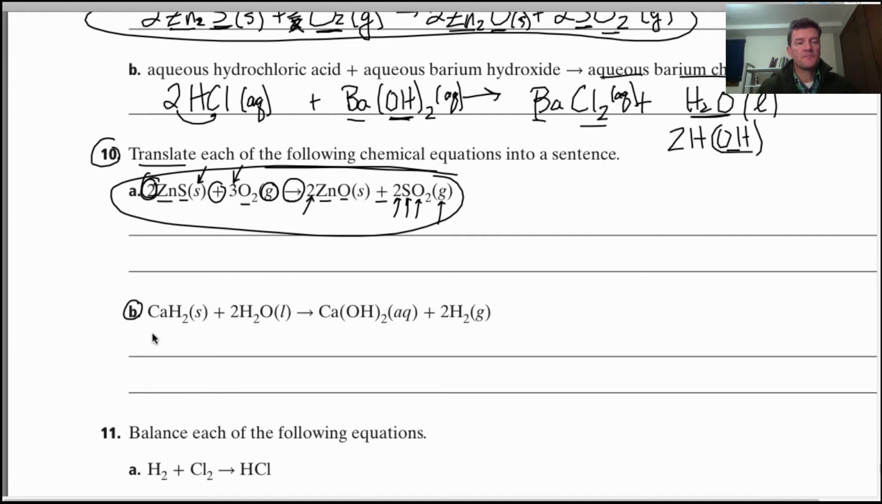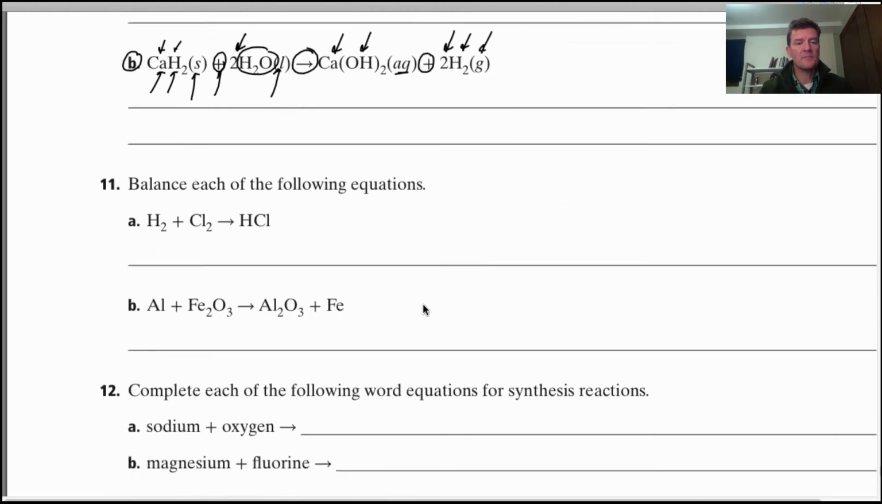Let's read this one. Solid calcium hydride. This is a metal and a nonmetal. That's an ionic compound, calcium hydride. Reacts with liquid water, 2 moles of liquid water, to produce calcium hydroxide, I should say aqueous calcium hydroxide, and 2 moles of hydrogen gas. There you go. Please write those down.